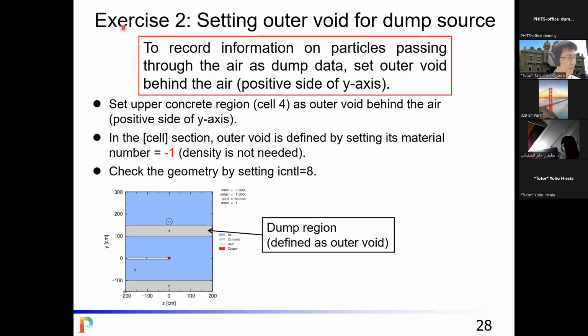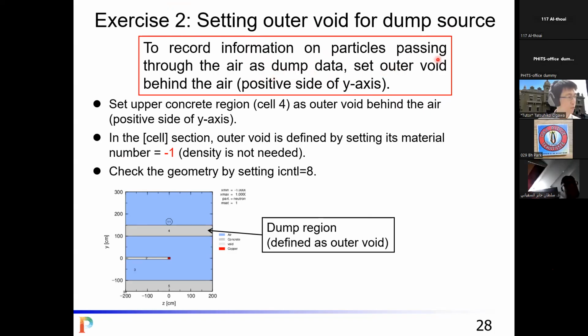So exercise number 2 is to set outer void for dumped source. To record information on particles passing through the air as dump data, we must set the outer void behind the air, so as not to double count particles. So please follow these instructions to complete exercise number 2. Please try.